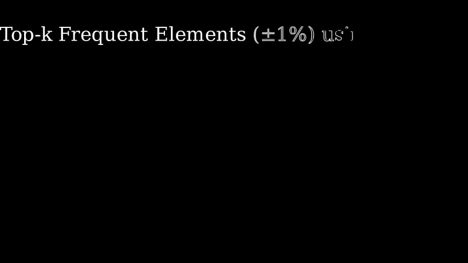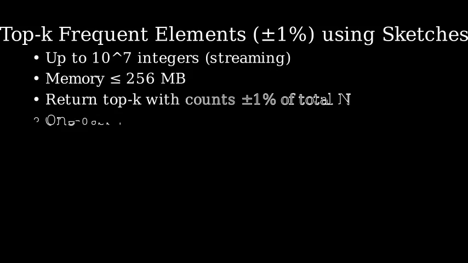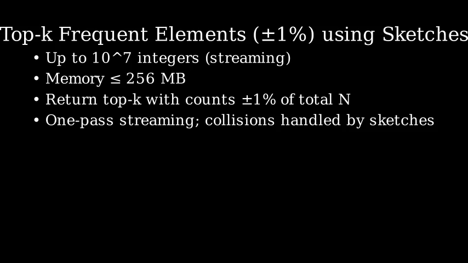Top K frequent elements with approximate counts using sketches. Problem constraints first, then the plan, and then the deep dive. We process up to 10 to the 7 integers. Memory is at most 256 megabytes. We must return top K frequent elements with approximate counts within plus or minus 1%. The approach must be streaming, single pass, and sketch-based.